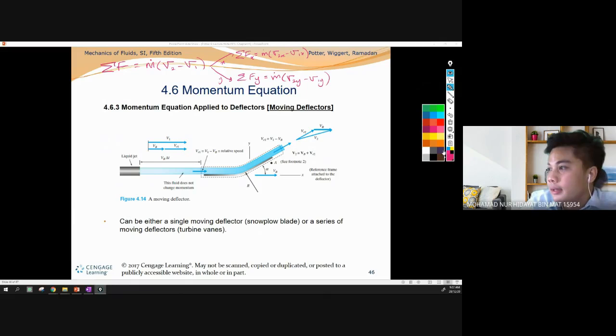First, we apply the momentum equation in the X component. And then we need to know what are the forces related to the X component. Here we have the Rx, the reaction force. This reaction force is holding this deflector, but it is moving this deflector. So here we can divide into two components. This is Ry and this is Rx. Because this is slanting, definitely we have the X and Y components.